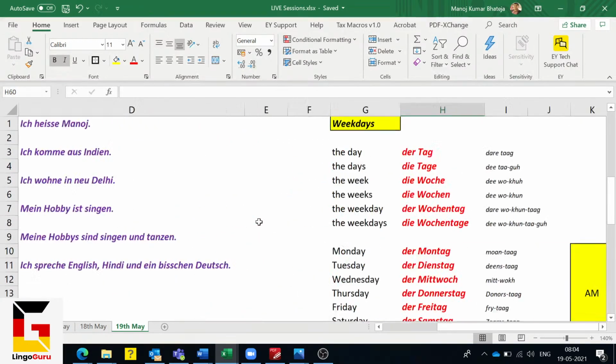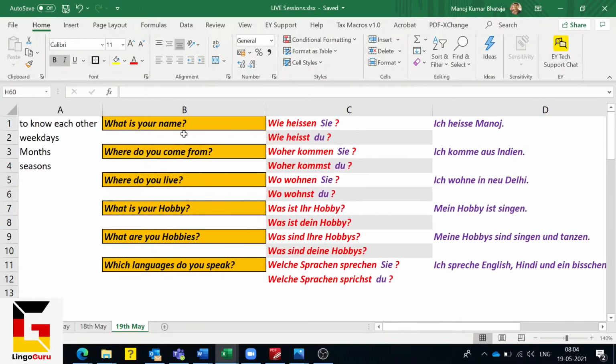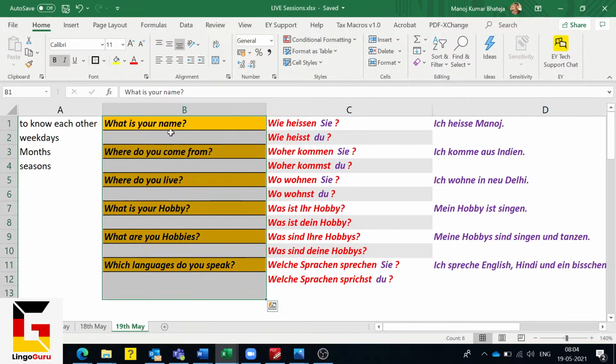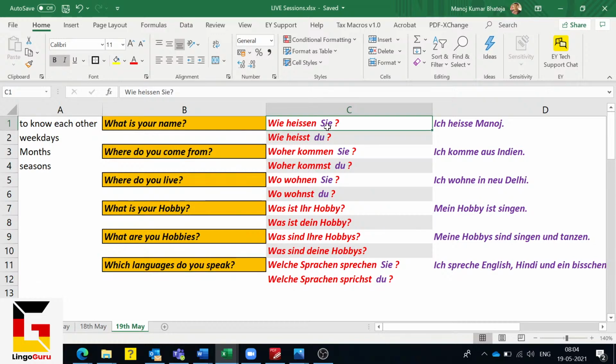Very quickly, let's revise everything we have done today. So we learned few questions to ask somebody: what's your name, where do you come from, where do you live, what are your hobbies, and which language do you speak. So wie heißen Sie, woher kommen Sie, woher kommst du, was ist Ihr Hobby, was ist dein Hobby, was sind Ihre Hobbys if it is referring to somebody in a plural way. Was sind deine Hobbys? Welche Sprachen sprechen Sie? Welche Sprachen sprichst du? Right?